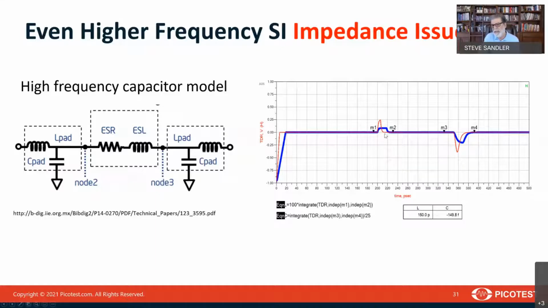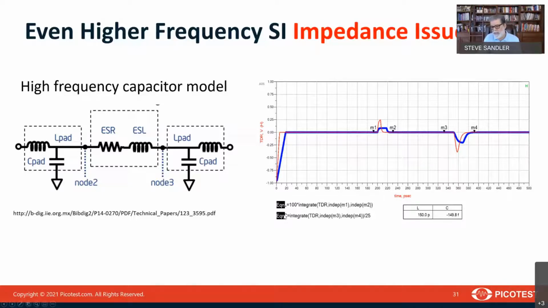It generates these pulses. The pulses are either positive or negative in polarity. One polarity is a capacitor, the other polarity is an inductor. And if we integrate the waveform for each one of these responses, we can get inductance or capacitance. In this case, I'm measuring a 150 femtofarad cap and a 150 picohenry inductor. You can see here are the two integration equations.